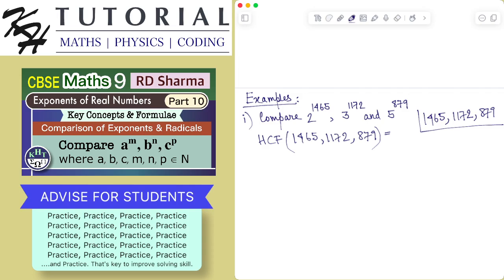Okay, let's see. So this is where I am very slow. I'm really sorry for this. I will have to prime factorize all the numbers.